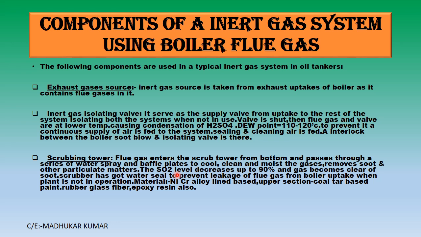It has a water seal to prevent leakage of the flue gas into the boiler uptake, which is always there when the plant is not in operation. As for the material, the scrubber inside is nickel chromium alloy lined, and depending on the section, coal tar paint is applied inside the scrubber tower to prevent corrosion. Sometimes you have a rubber or glass fiber rubber lining, or glass fiber epoxy resin.